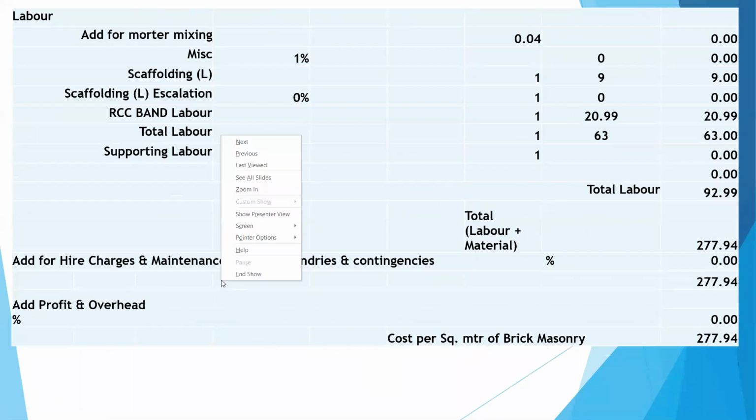Labor. Mortar mixing will be 0.04. Scaffolding labor will be 9. RCC band labor will be 29. Total labor will be 63. So the total labor will be 92.99. So total material plus labor cost will be 277.94 for 1 square meter of 150 mm thick brickwork with a band.